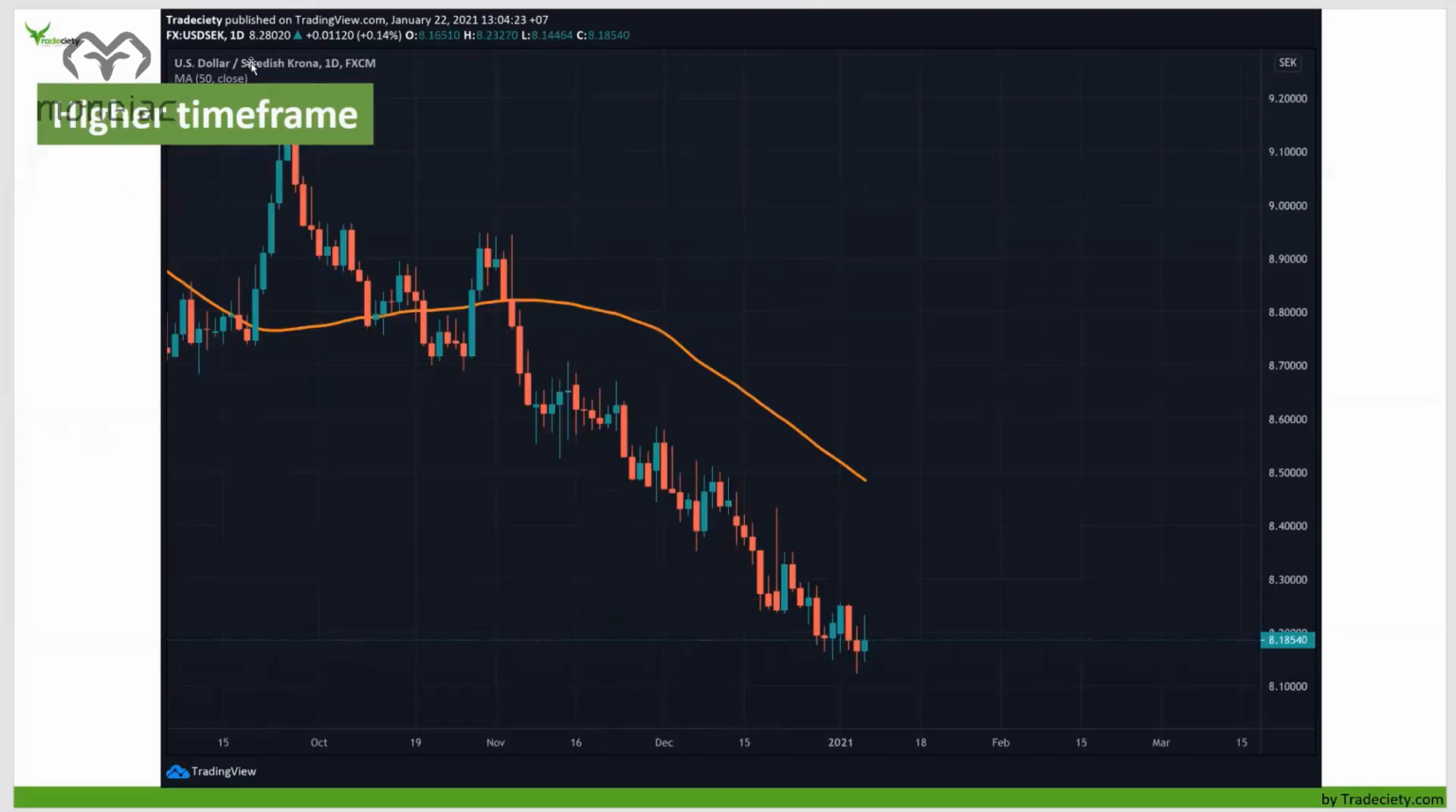Here, another example where the higher time frame is the daily one, and you can see the market was in a strong downtrend, multiple trend waves here below the moving average, a fairly good distance away from the moving average.